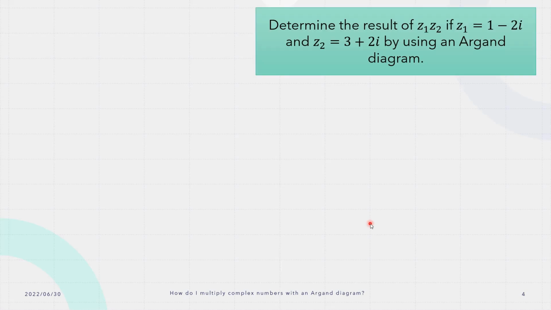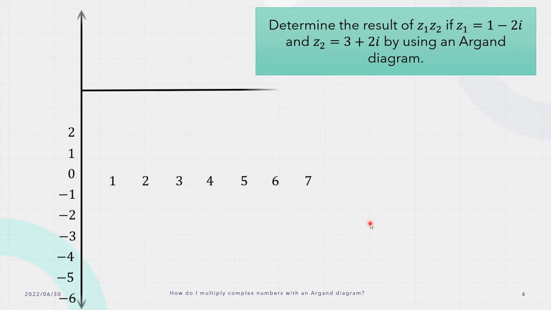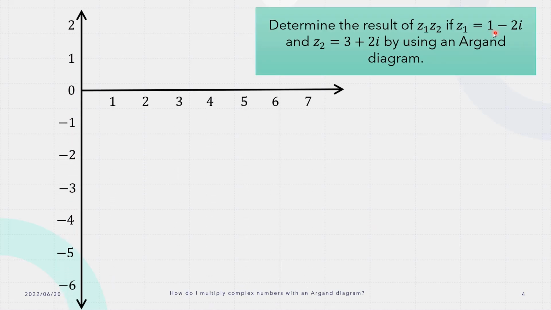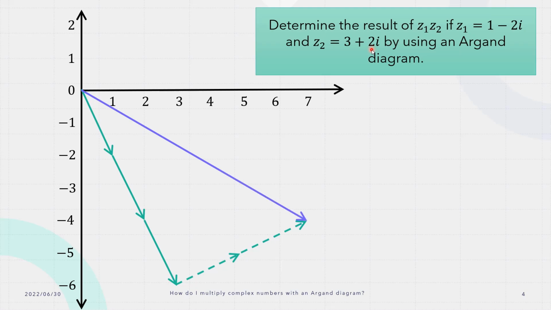We draw the axes of the Argand diagram. First, we draw the complex number 1 minus 2i. We then multiply this by 3, rotate it counterclockwise because of the positive i, and multiply it by 2. The result is the answer 7 minus 4i, which is what we expect.